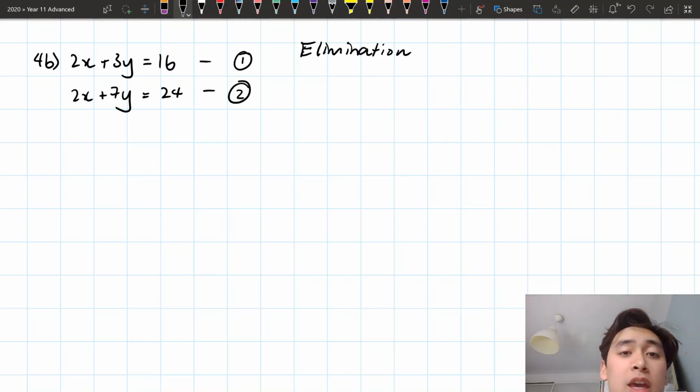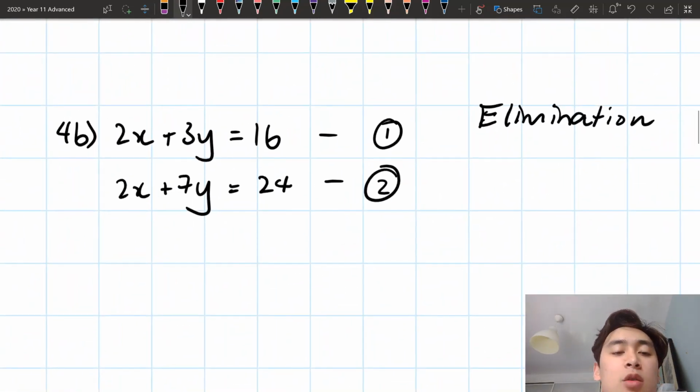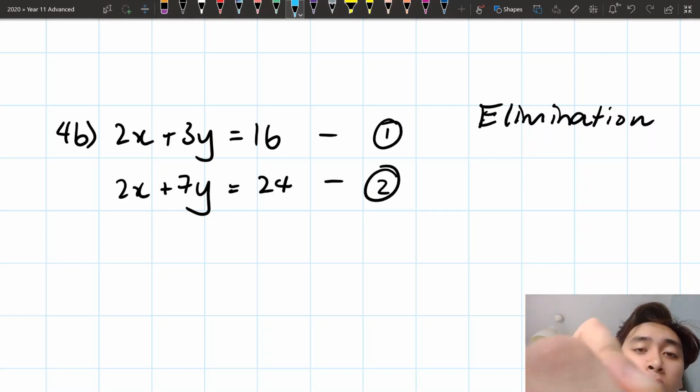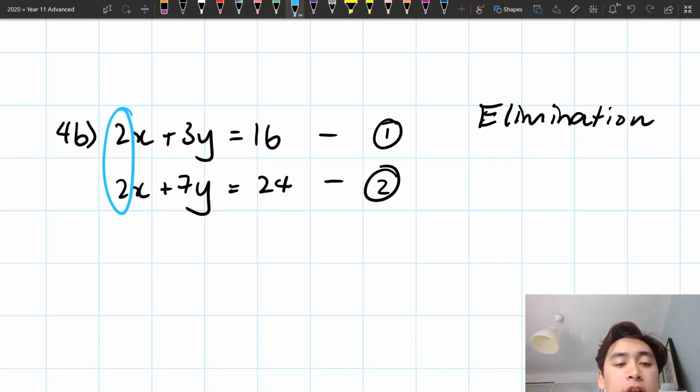Now, if you have a look here, the pronumeral that we select to eliminate is the one where you've got either the matching coefficients, or you can make the coefficients match by doing an easy multiplication. Let's have a look here. Both my x terms have a coefficient of 2. So I'm going to eliminate the x's. My aim now is to eliminate the x's.